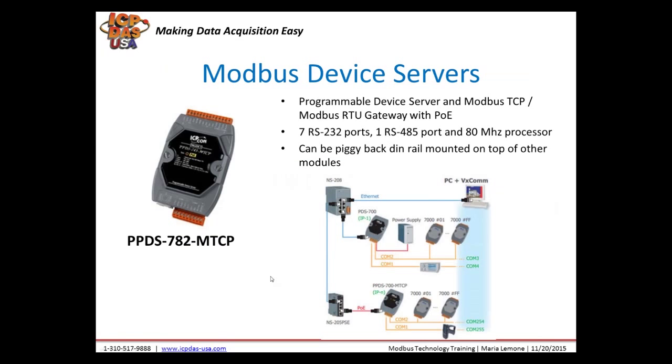Modbus device servers can allow Ethernet type networks to communicate with many serial devices. So these can help to get legacy equipment onto Ethernet networks for long distance communication. The PPDS and the PDS type series can run a C language program, so you can manipulate the information going across the network, or you can send it to different places.